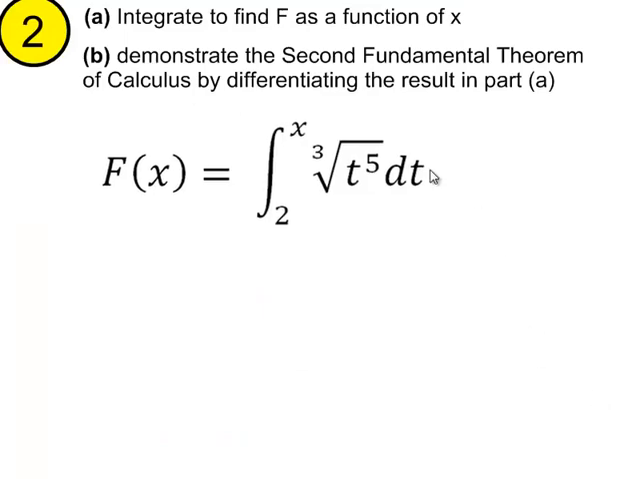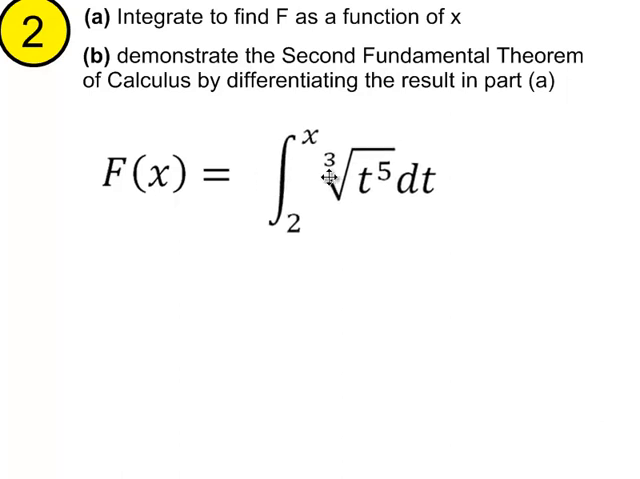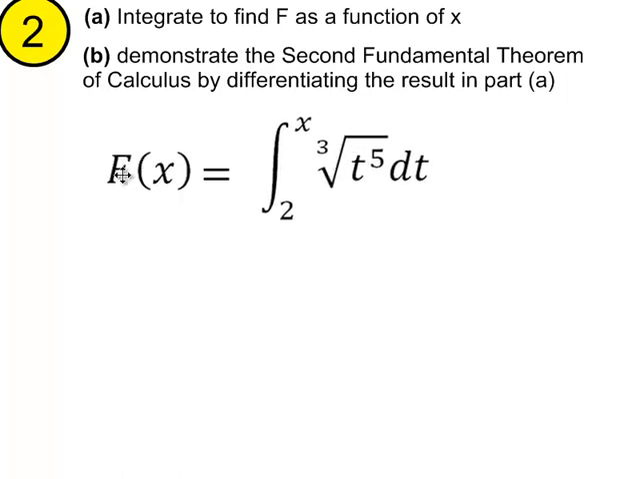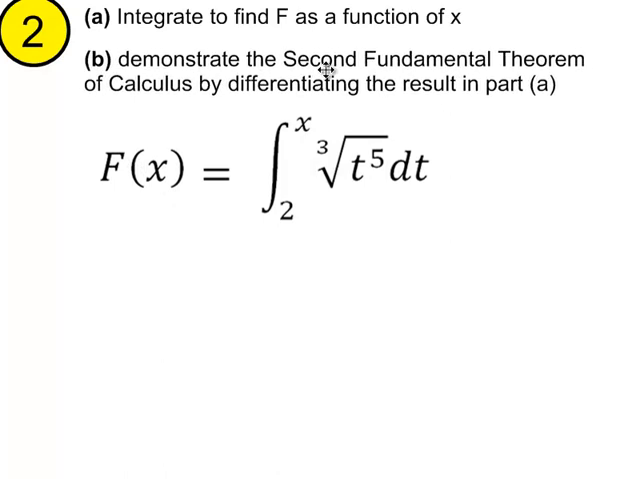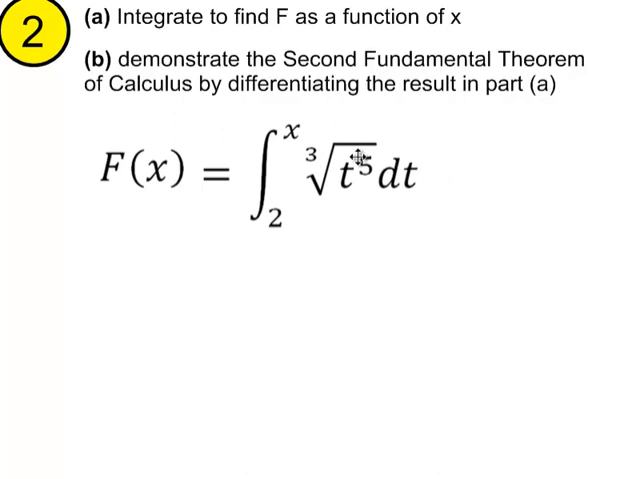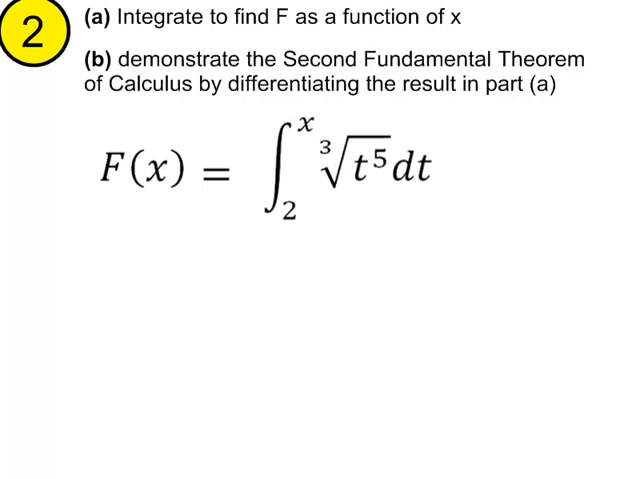So in this exercise, we are to integrate the expression on the right to find big F as a function of x. And then we're supposed to demonstrate the second FTC by differentiating that result. Let's focus on part A first. And rather than just dive into some calculus processes, FTC and such, let's try to get a real understanding of what this means and what this looks like.